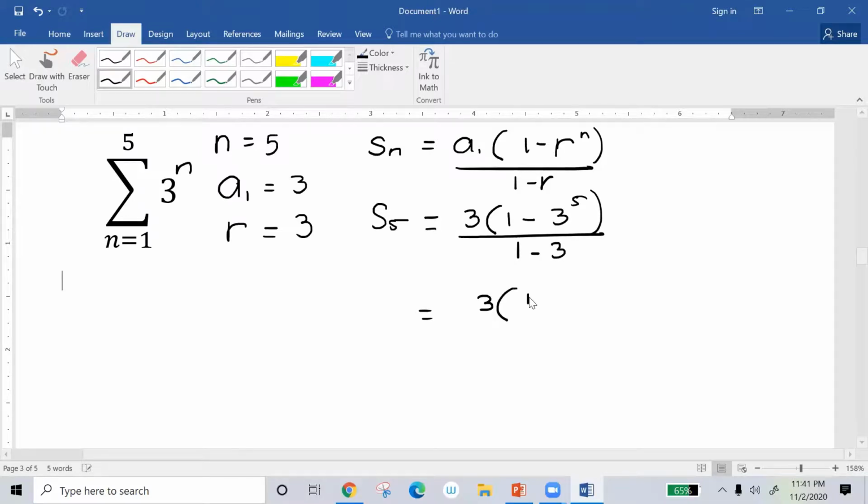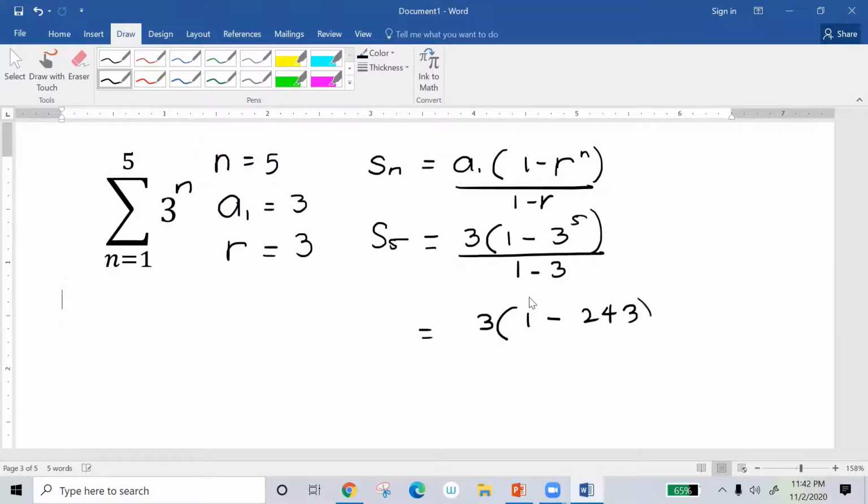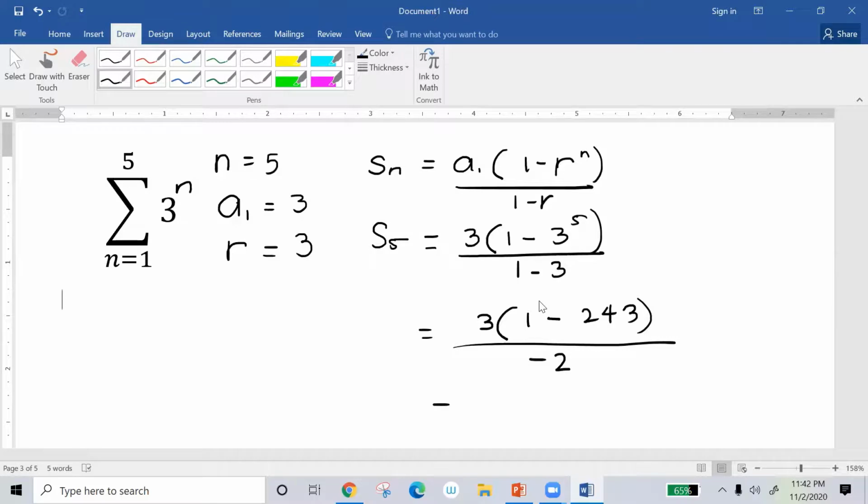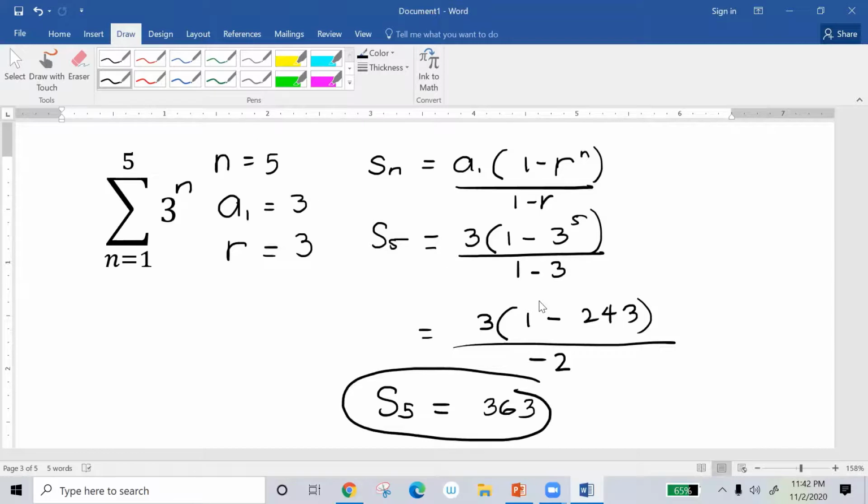So you can write 1 minus 243 all over, what is 1 minus 3? It's negative 2. Then simplify. Negative 243, or 1 minus 243 is negative 242. And negative 242 times 3 divided by negative 2 will give us the answer equals what? 363. So it means the sum of the first 5 terms, or the sum of this series, is 363.